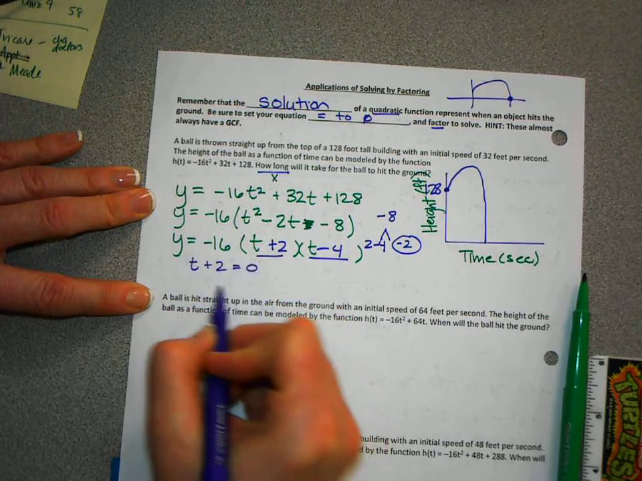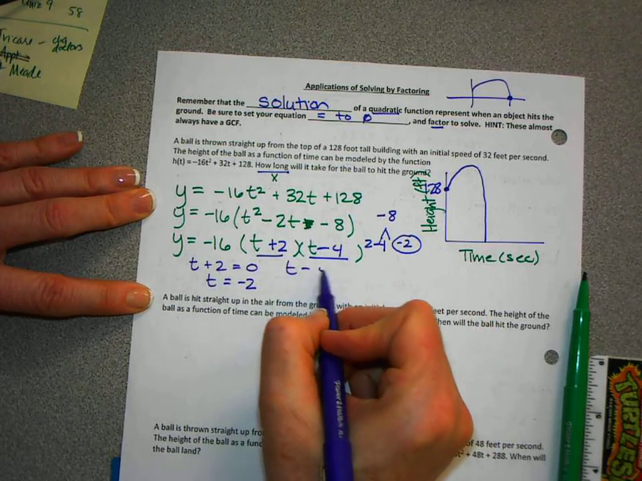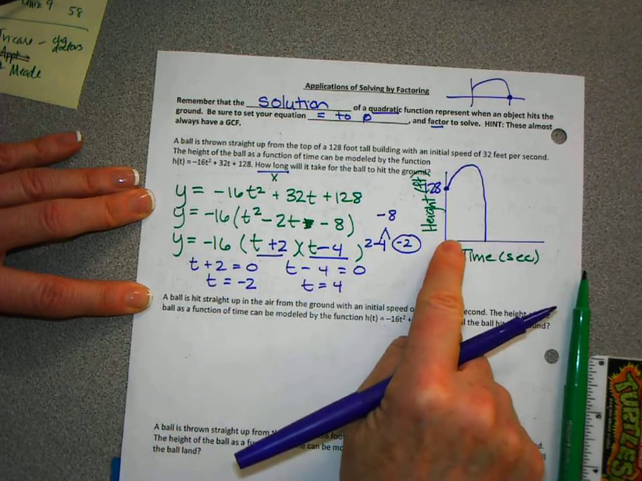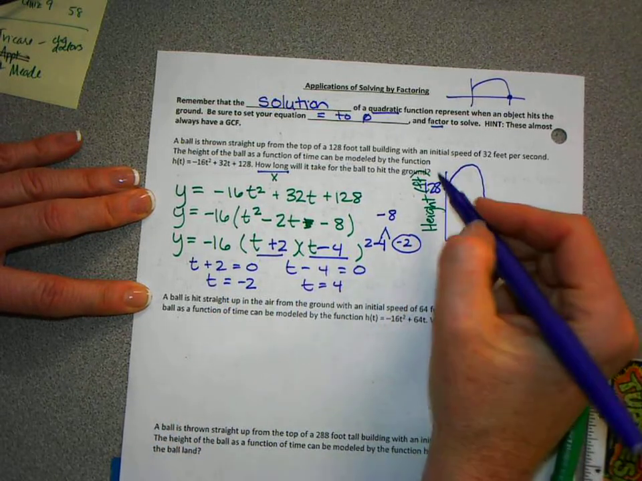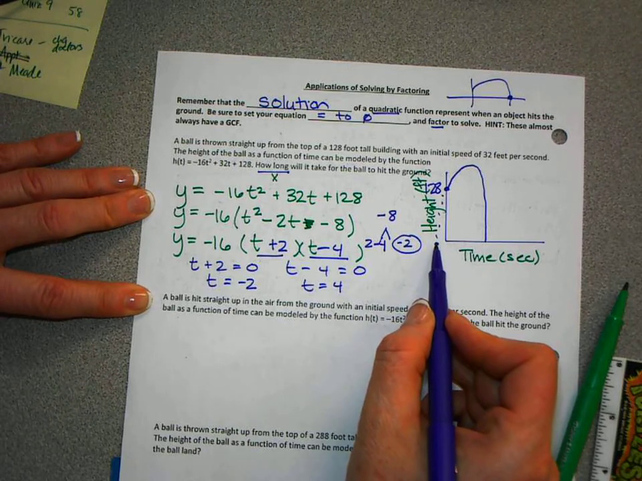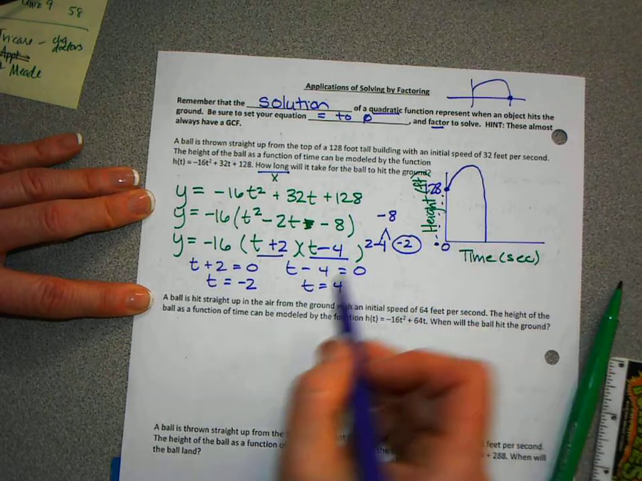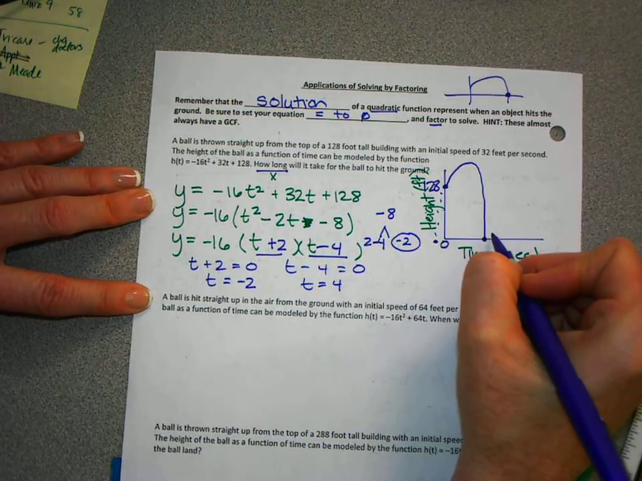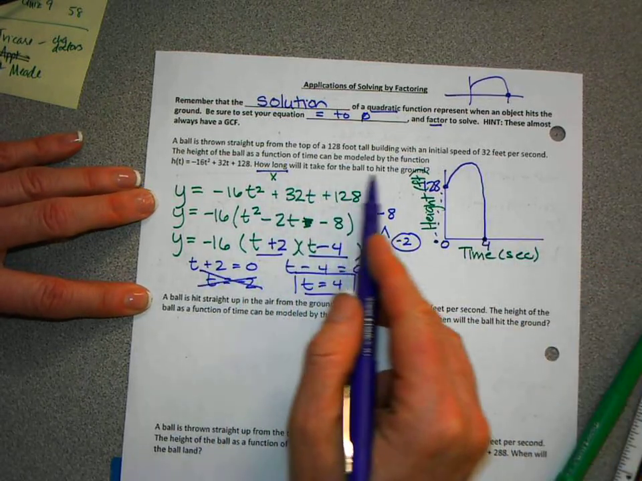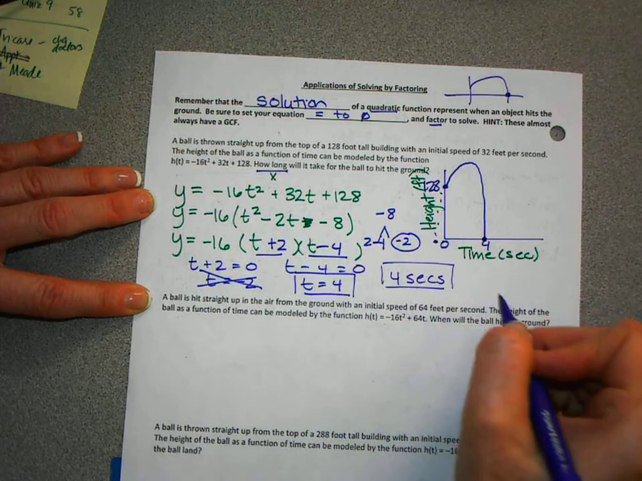t plus 2 equals 0, t equals -2. t minus 4 equals 0, t equals 4. Okay, so at -2 seconds, this would have been a solution. Is that relevant to our situation here? This isn't real. It's not really happening because we were here at the beginning. We can't go back. So all that matters is this, which is 4, right? So -2 is not valid. And so how long will it take? It will take the ball 4 seconds to hit.